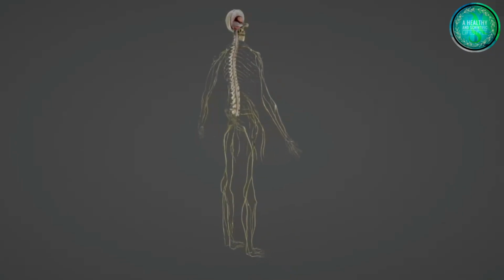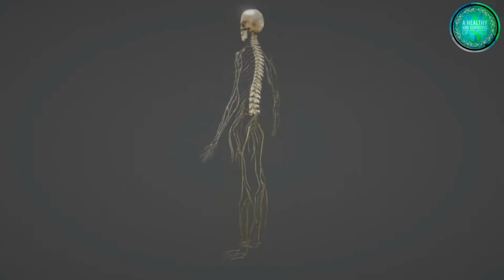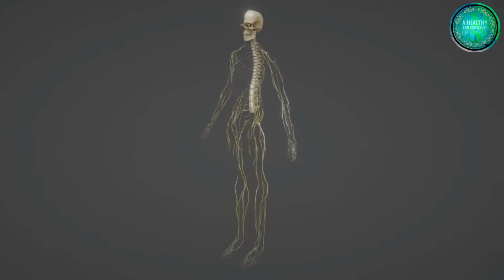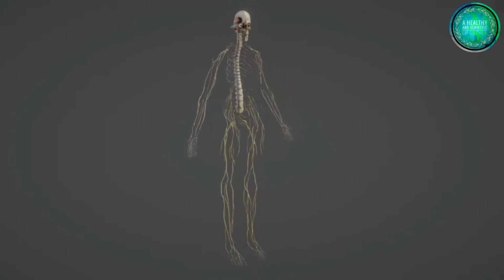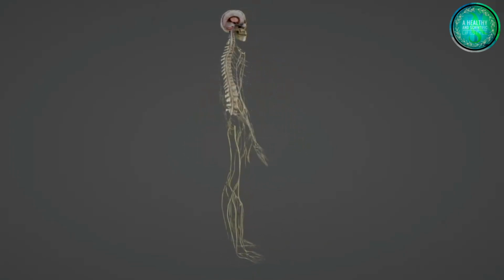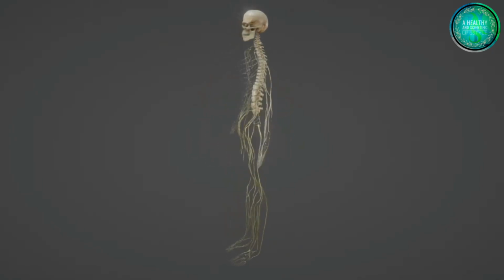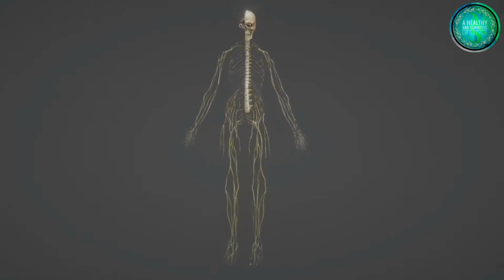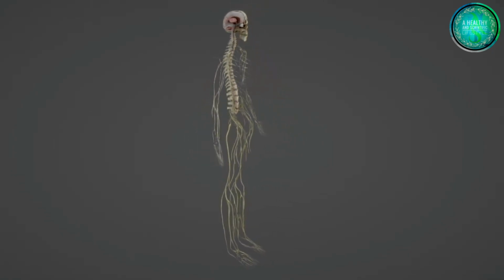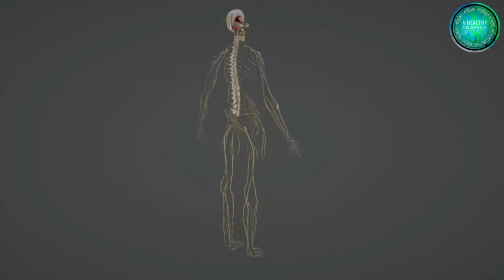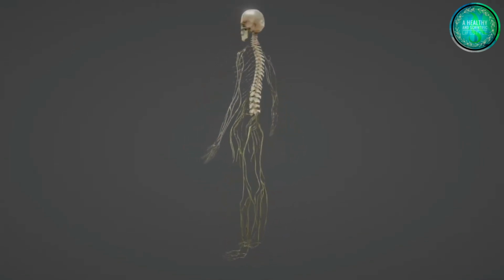The spinal cord is a long, tube-like structure that runs from the brain down through the center of the back. It carries messages between the brain and the rest of the body. Nerves are the long, thin fibers that carry messages to and from the brain and spinal cord. They are made up of bundles of nerve cells called neurons and are found throughout the body.